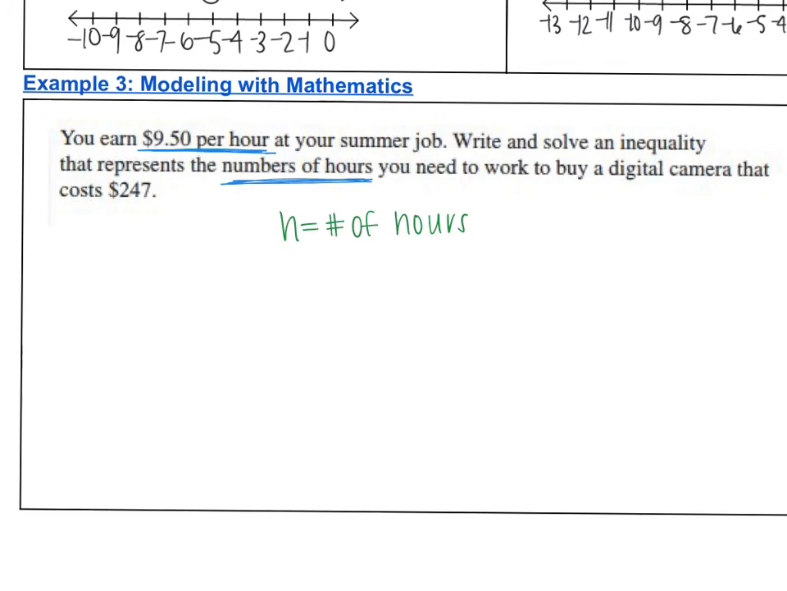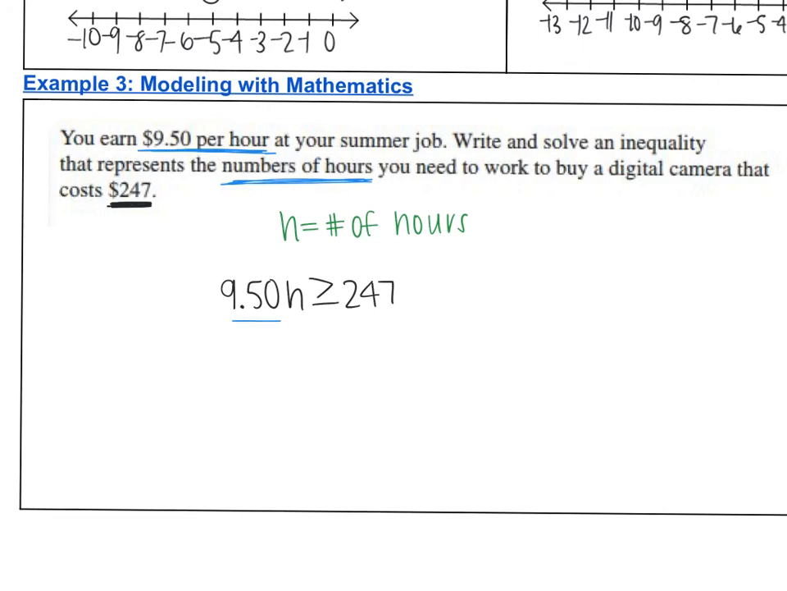I can represent that mathematically with the expression 9.50h. I make $9.50 per hour. For every hour, I make $9.50. I need all of that to be greater than or equal to $247 so I can buy my camera. I need to either make exactly $247 or more. So I'm going to use the greater than or equal to symbol, 247. So there's my inequality.